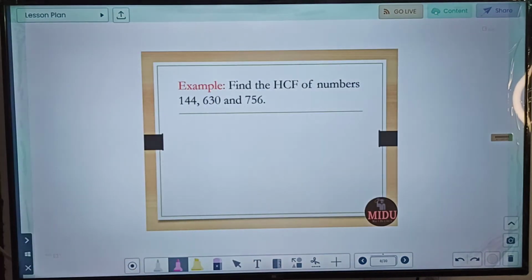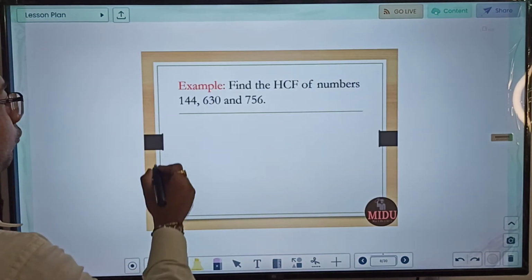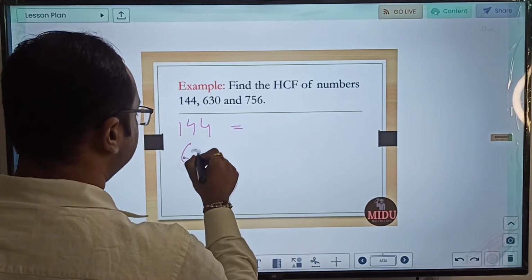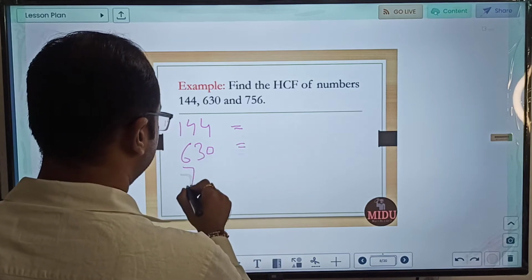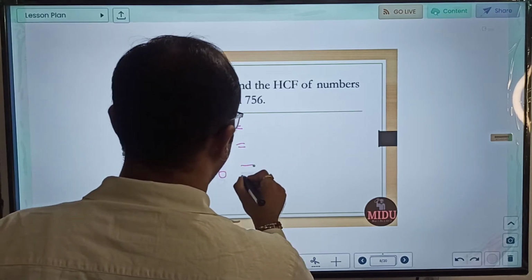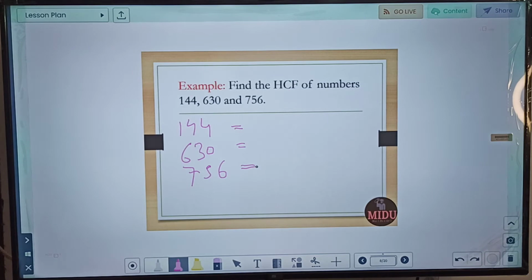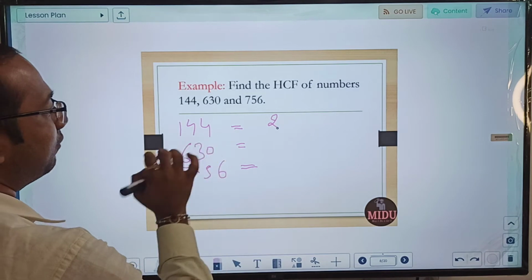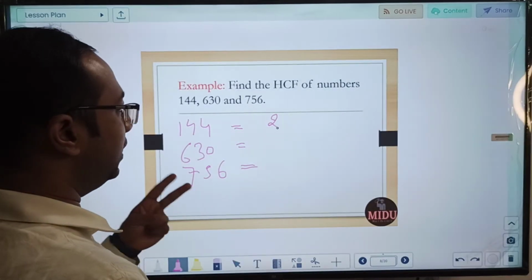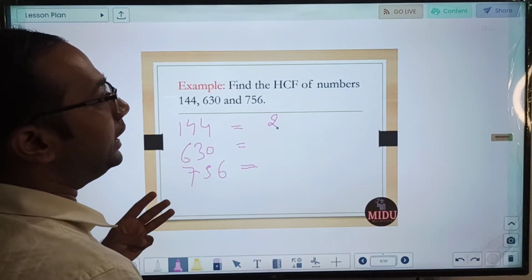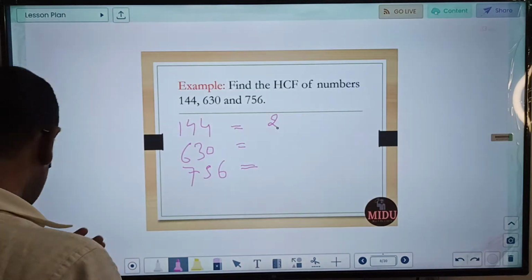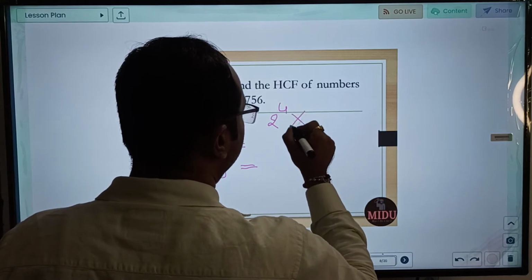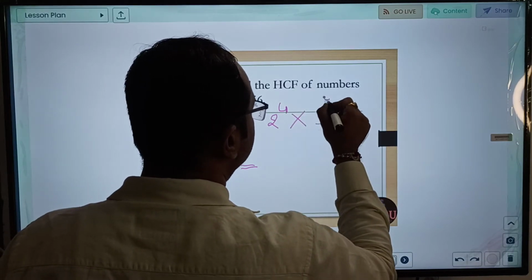Let us understand it with a very simple example: 144, 630 and 756. First, let us write all of these in their factors form. 144 is divisible by 2. Once we divide it by 2, we get 72. Again divide by 2, we get 36. Again divide by 2, we get 18. Again divide, we get 9. So it can be divided by 2 four times, so 2 to the power 4, and then we get 9, which is 3 into 3.